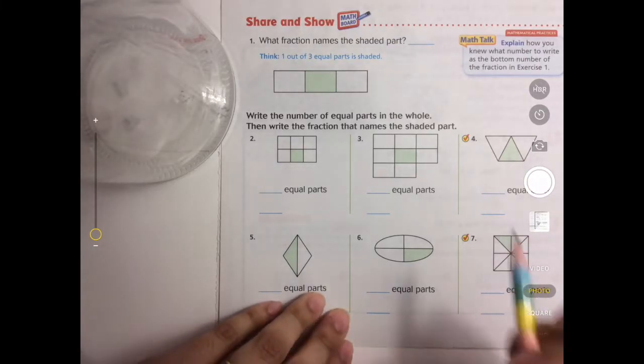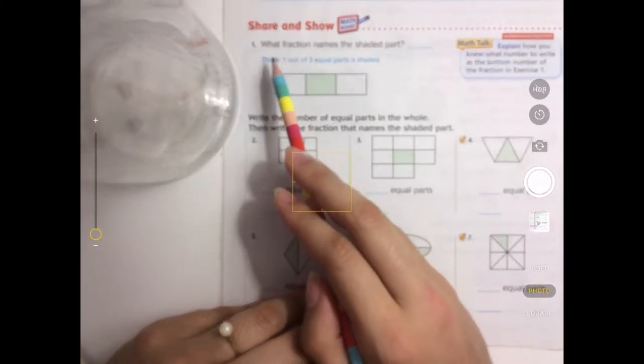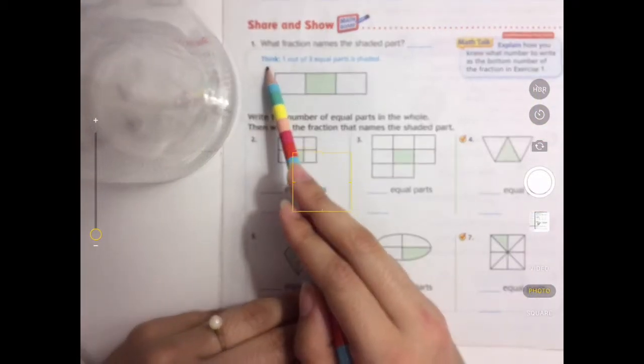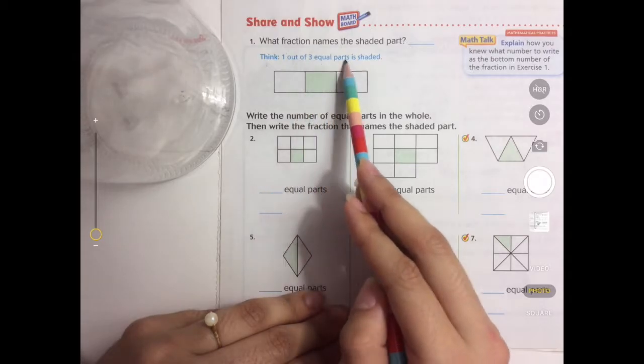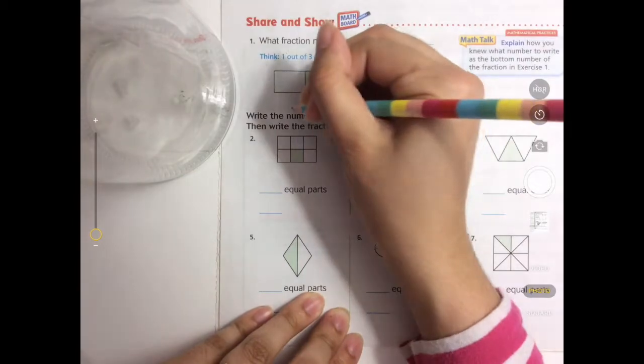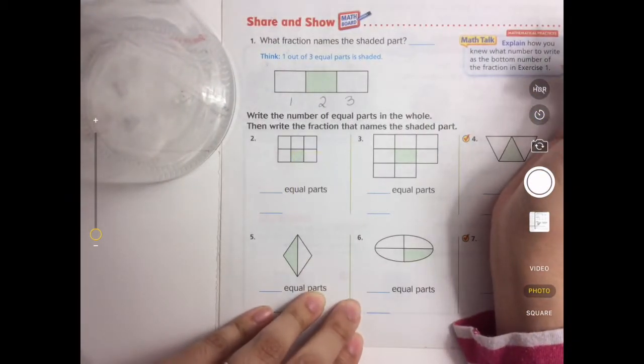So let's look at share and show number 1. What fraction names the shaded part? So the think part says 1 out of 3 equal parts is shaded. So that gives us a hint. How many equal parts do we have? 1, 2, 3. And how many parts is shaded?